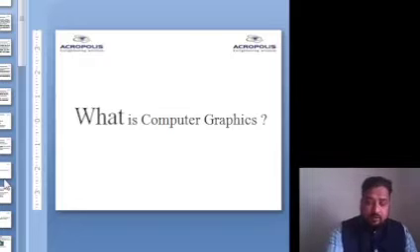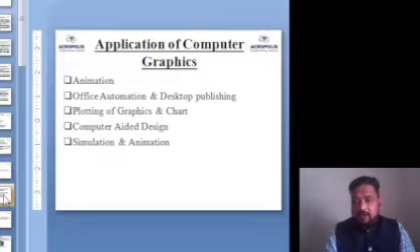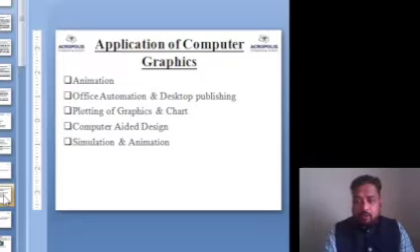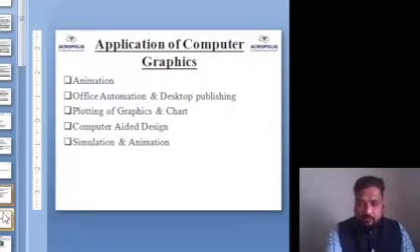So here we extend towards the basics. The applications of computer graphics are nowadays in animations. You can easily see computer graphics playing a vital role in office automation and desktop publishing, plotting of graphs and charts, computer aided design, simulation and animation. So these are some important applications of computer graphics.